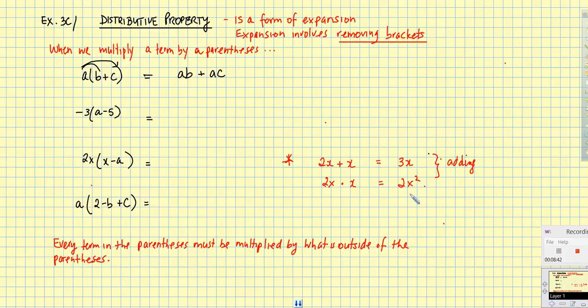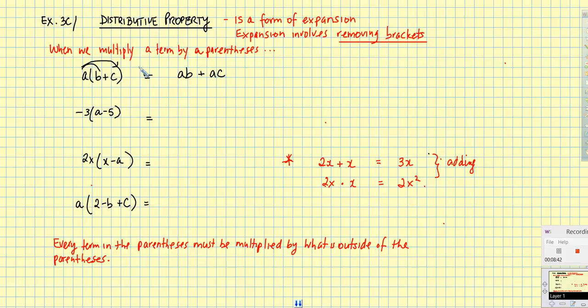Okay, now section 3c. So we've taken care already of section 3a to 3b. We're going to very quickly take a look at section 3c. 3c is the distributive property. You all know already how to do the distributive property. It's really a form of expansion, and when we are expanding, it means that we are taking away brackets or parentheses. We are removing parentheses when we expand.